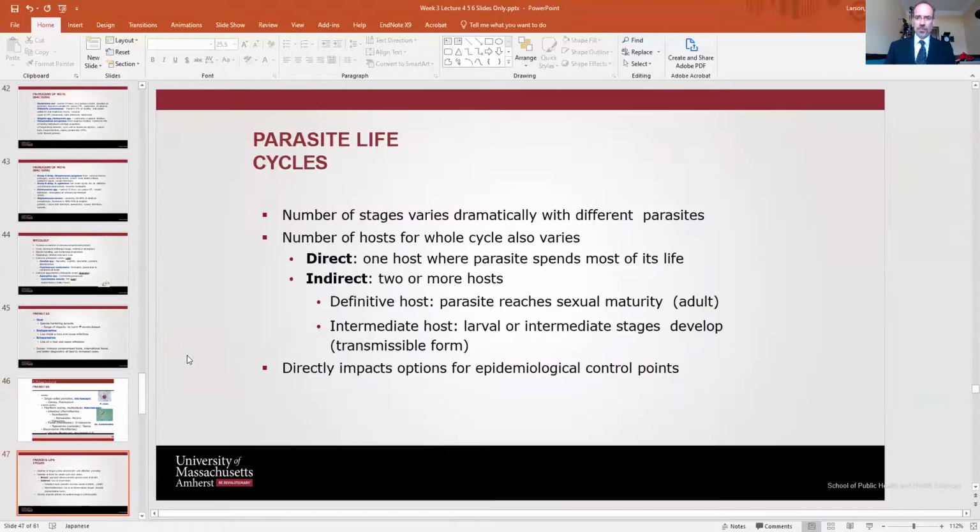Parasitic life cycles. The number of stages varies dramatically with different parasites. They're all over the place. The number of hosts for the whole cycle also varies: direct, one host where the parasite spends most of its life, and indirect, where there are two or more hosts. The parasite usually reaches sexual maturity in its definitive host where it starts to reproduce. The intermediate host is where the larval or intermediate stages are in transmissible form.